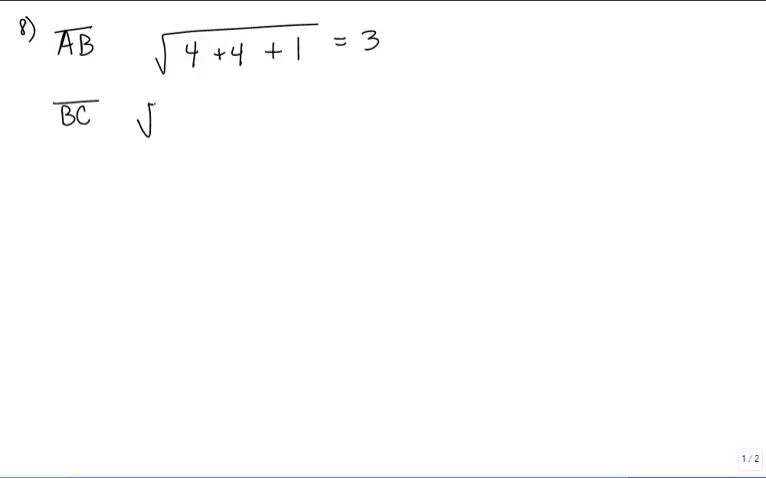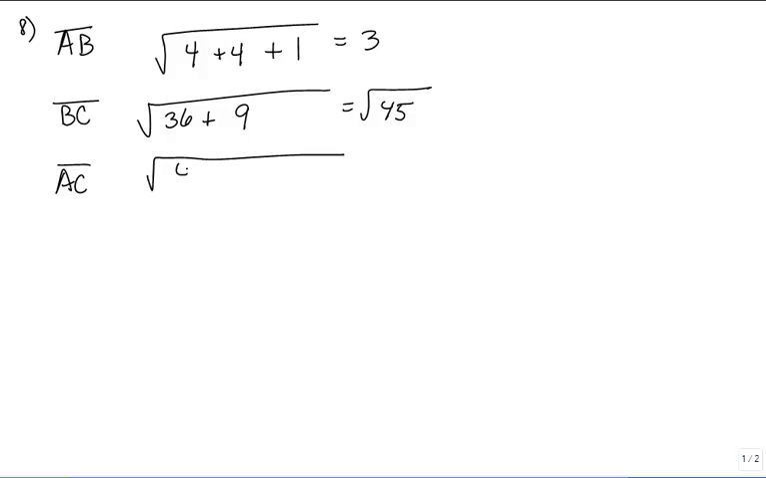We do the same thing for BC. Subtract the x's, square them, subtract the y's, and square them. But the x's drop out. That's 0. So that's square root of 45. And AC, the distance, is going to be the square root of 4 plus 16 plus 16. That's square root of 36, which is 6.